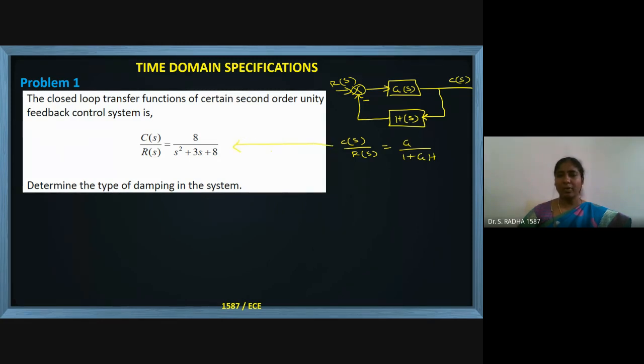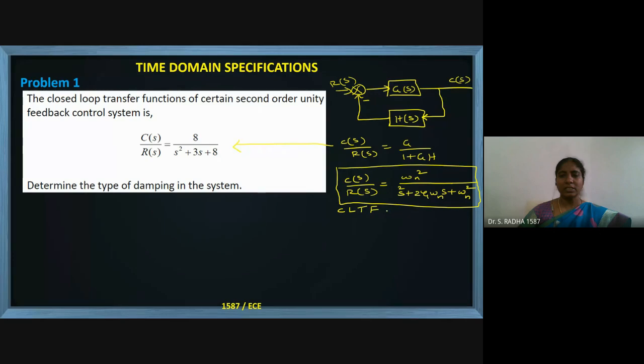The general format of C of S by R of S, the closed loop transfer function, is omega n square by s square plus 2 eta omega n s plus omega n square. This formula you have to learn by heart. There is no other go. I am putting this in a box. This formula is very, very important. This is the closed loop transfer function of a second order system.